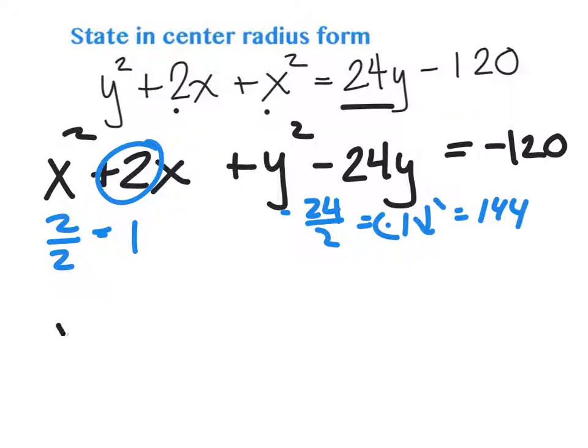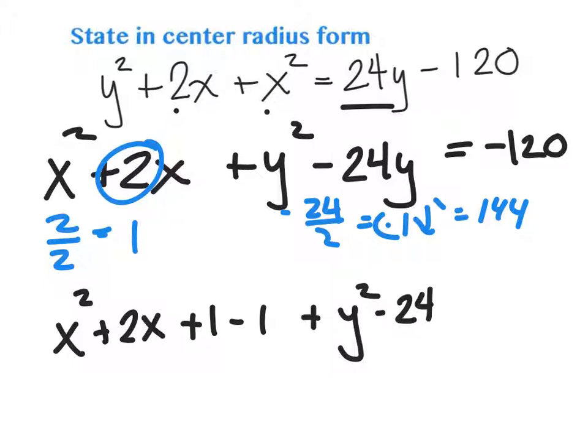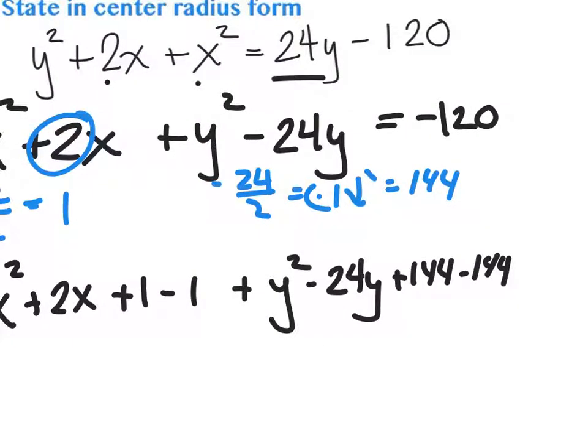So let's run through a circle completing the square. x squared plus 2x. I'm going to add 1 and subtract 1. Plus y squared minus 24y. I'm going to add 144 and subtract 144. And this is still going to equal negative 120.